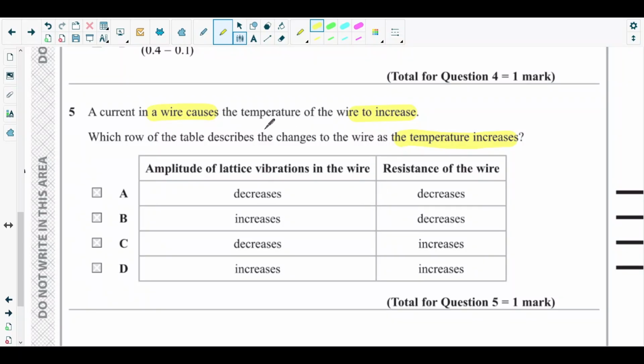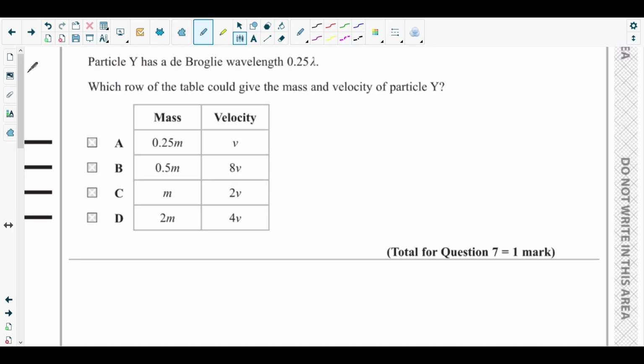That's why we can say that the amplitude of lattice vibrations in the wire increases, and also the resistance will increase. So option D is the answer in this case. Fine. Okay, next is question number 6 of the paper.